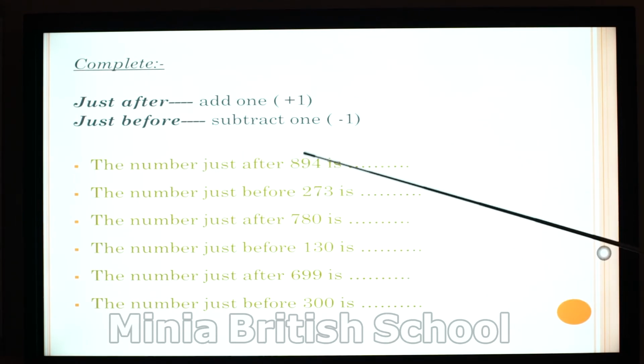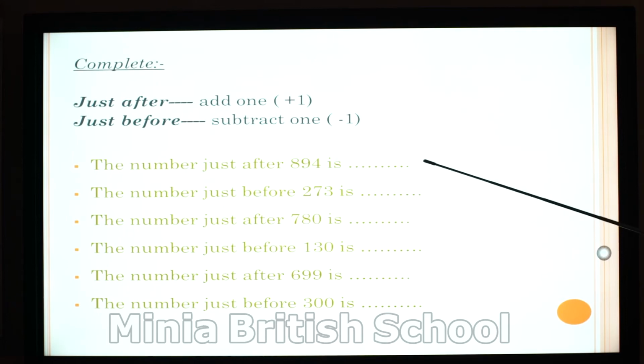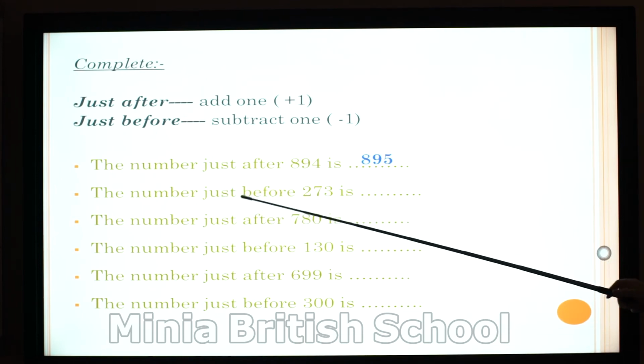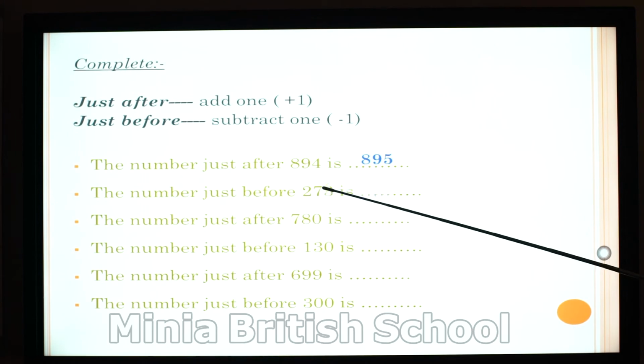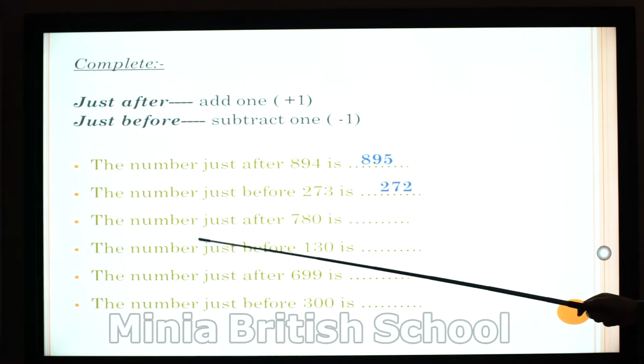894. Just after 894. Just after means add 1. So you have to add 1 to 894. It will be 895. The number just before 273. We said just before means you have to subtract 1. Here subtract 1 from 273, it will be 272.